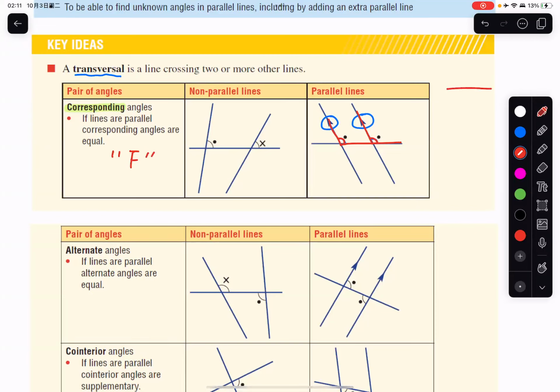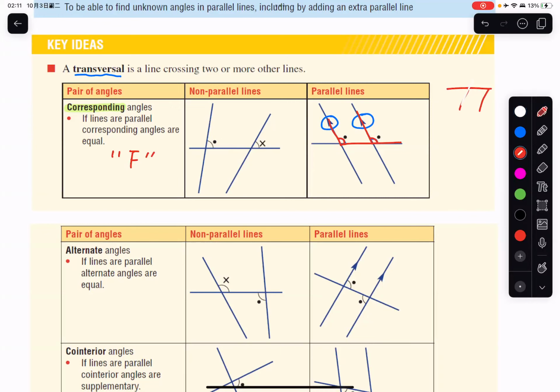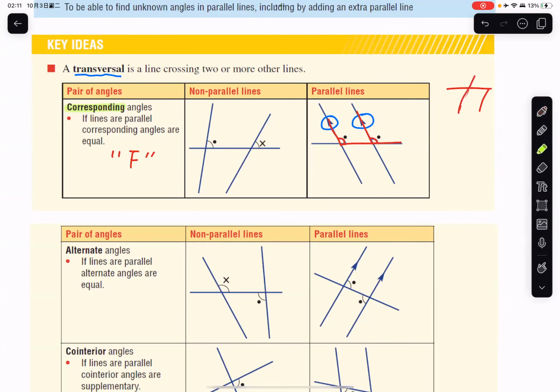Another example, something like this. These two are also corresponding because we have an F here, and also that side as well. These two are equal to each other. Or another side, same thing, that one or that one. So for corresponding angles, you find the F.